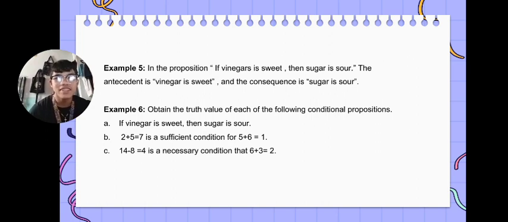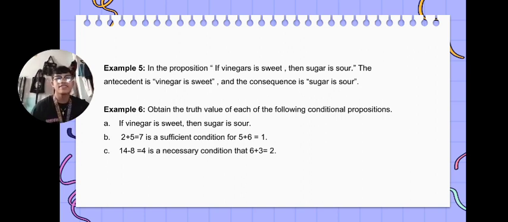Example 6. Obtain the truth value of each of the following conditional propositions. Letter A: if vinegar is sweet, then sugar is sour. Letter B: 2 plus 5 equals 7 is a sufficient condition for 5 plus 6 equals 1. Letter C: 14 minus 8 equals 4 is a necessary condition that 6 plus 3 equals 2.